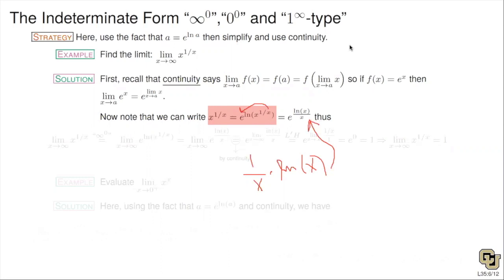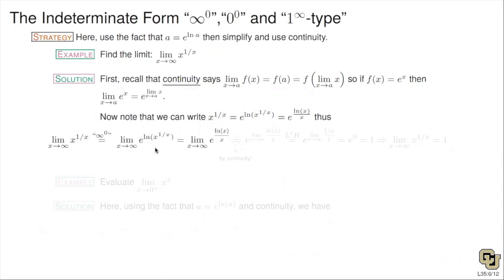Okay, so now let me put it all together with the continuity. From the beginning, the limit of x to the 1 over x as x goes to infinity is infinity to the 0. Rewrite that as e to the ln of x raised to the 1 over x. And then, very important, use properties of the log to bring down that 1 over x. So now I have the limit as x goes to infinity of e raised to 1 over x times ln of x, or e raised to ln of x over x. So now here's where I use the continuity. The limit only cares about the x variable, so I can move the limit up using continuity to the exponent, the only place where we have x variables happening.